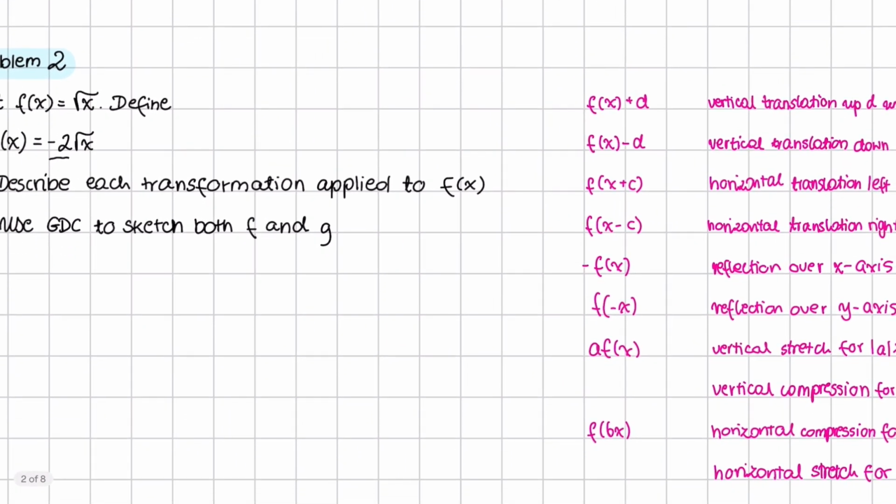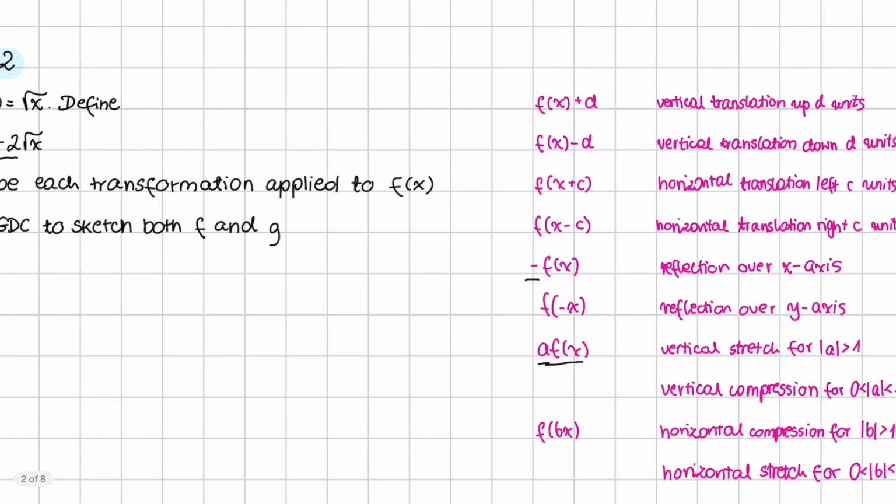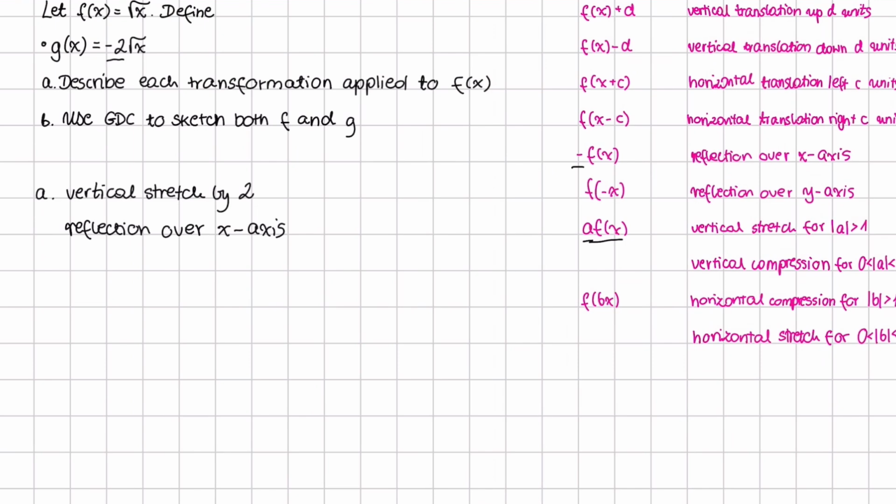So here you can observe that we have a letter in the sheet, however, in our case we have a digit, so 2 in front of our function. However, we have also minus. So we have reflection and vertical stretch. So we have to write down both transformations. So these are our transformations, and in B we have to use our GDC to sketch both f and g. So we have to type both functions into our GDC and then just redraw them.